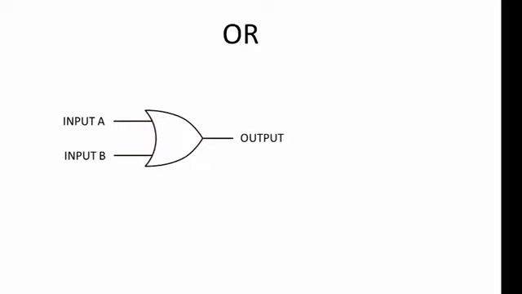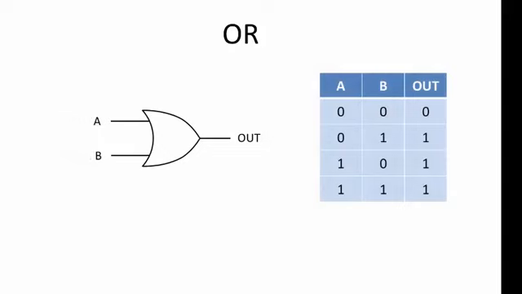And here's the truth table which describes the behavior of an OR gate. You can see that only when A and B are both 0 do we get a 0 out. All other combinations of inputs give us a 1 out.